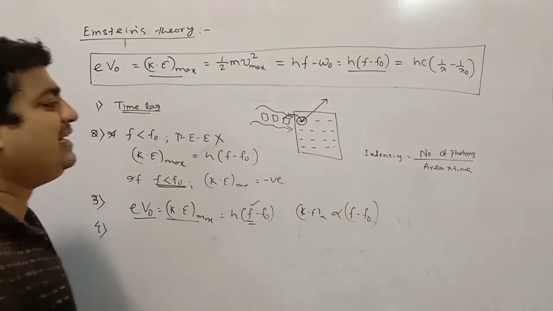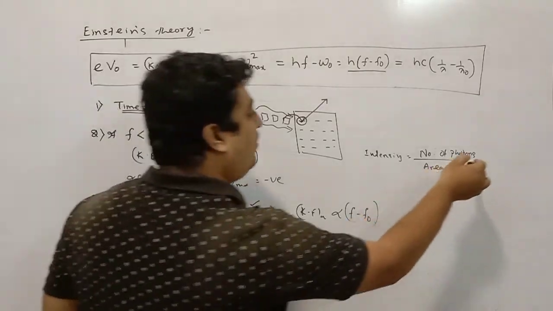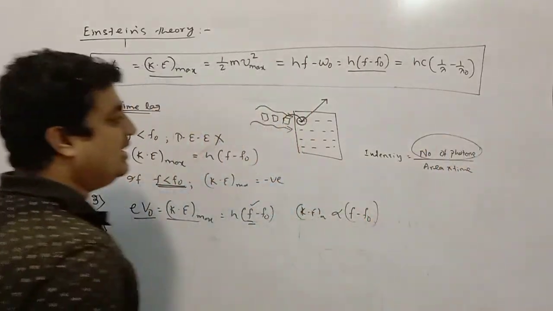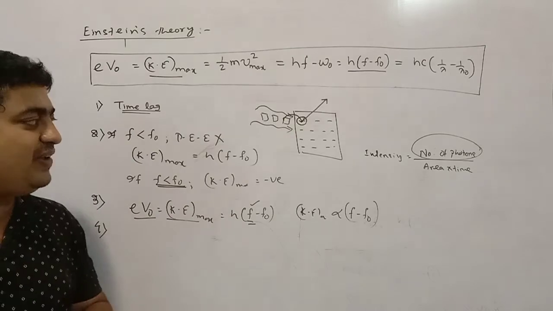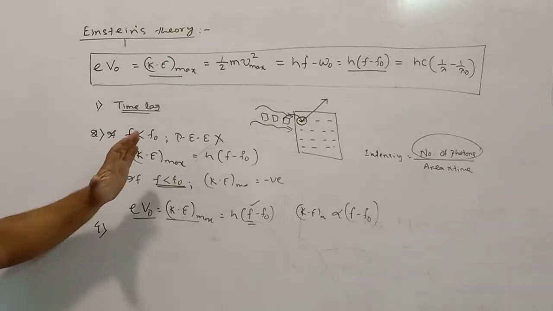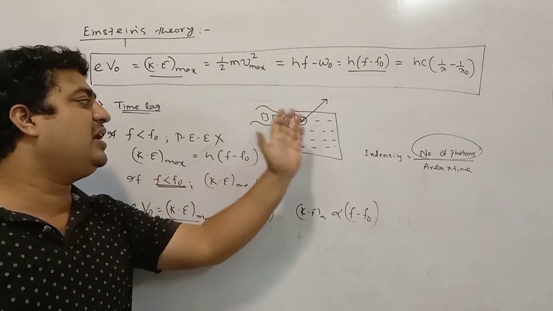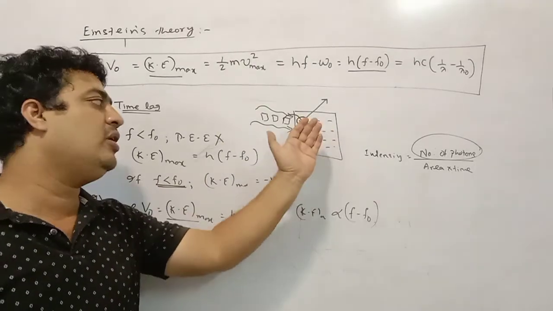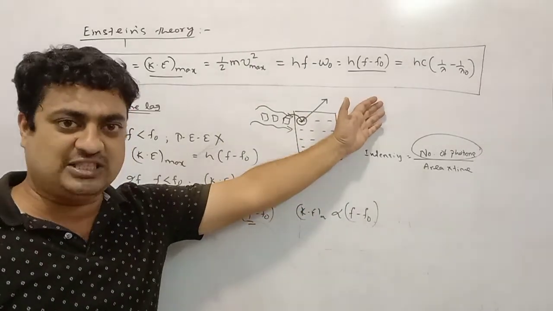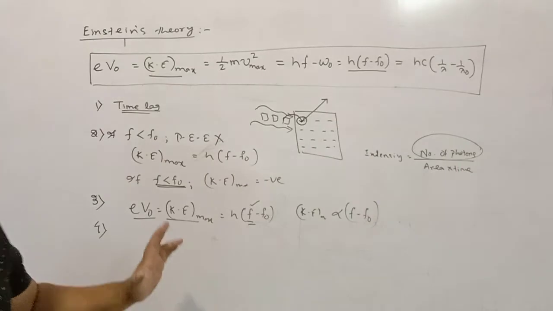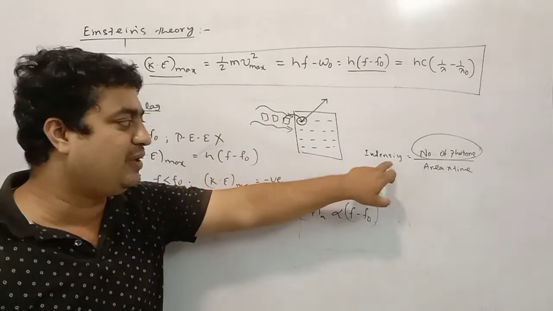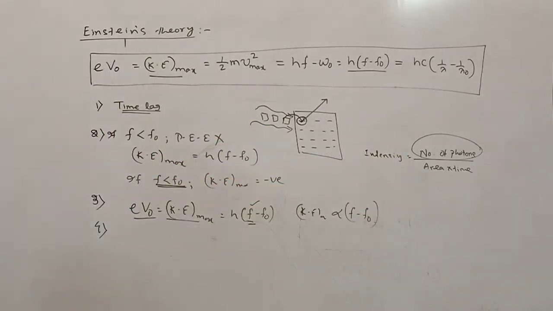So if intensity increases, the number of photons increases. As the photoelectric effect is a one photon, one electron phenomenon, if the number of photons is more, more electrons are emitted. Hence, the photoelectric current increases with an increase in intensity.